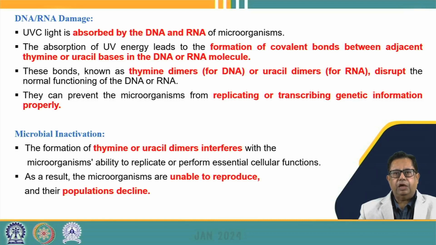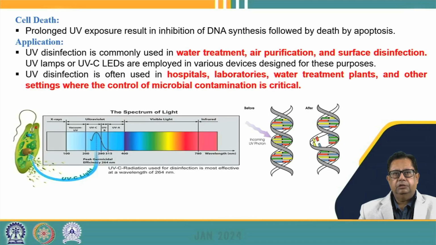So the formation of thymine or uracil dimers interferes with the microorganism's ability to replicate or perform essential cellular functions. As they are not able to reproduce, their population declines and they are inactivated. So that's how the inactivation of the microorganism by using UV light can take place.